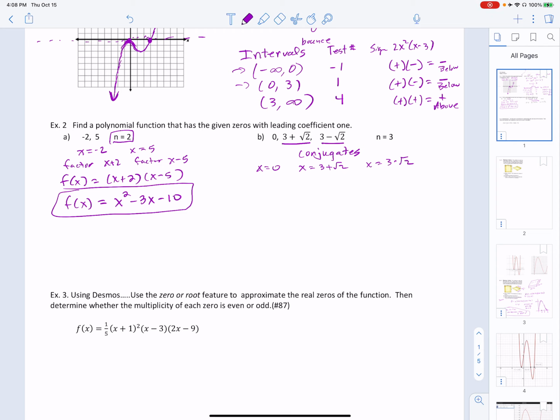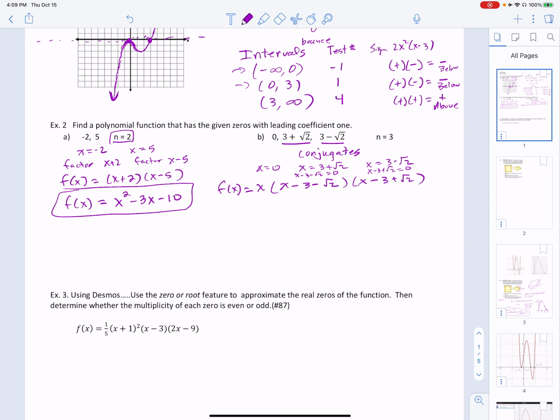So x is a factor, and x minus 3 minus root 2 is a factor, setting that equal to 0, move it all over. And then x minus 3 plus root 2. If you move that all over to the left side, set it equal to 0. Those are my factors for this function. So you're just subtracting, getting it equal to 0, subtracting, getting that equal to 0, and that gives you your two factors.